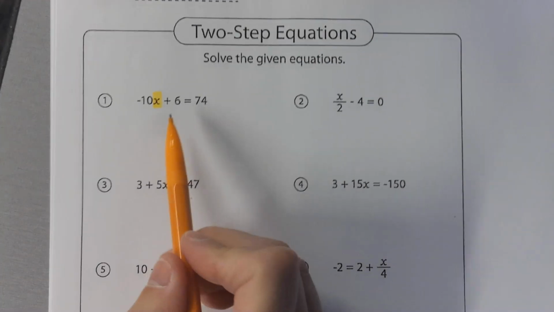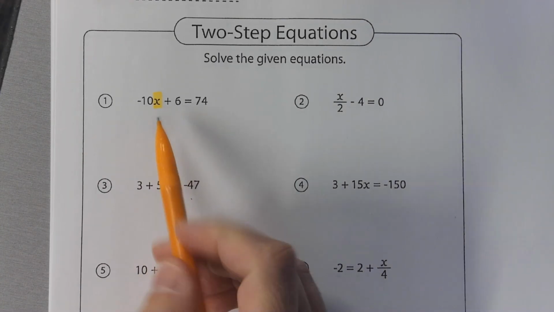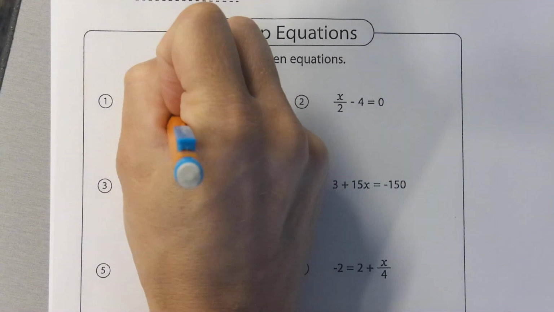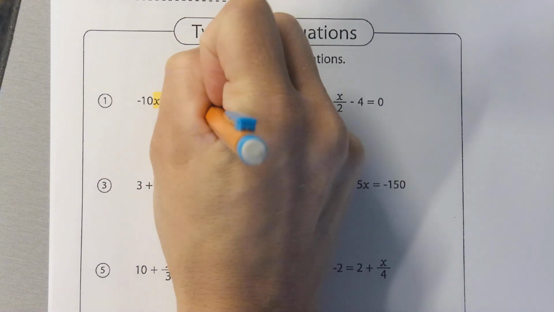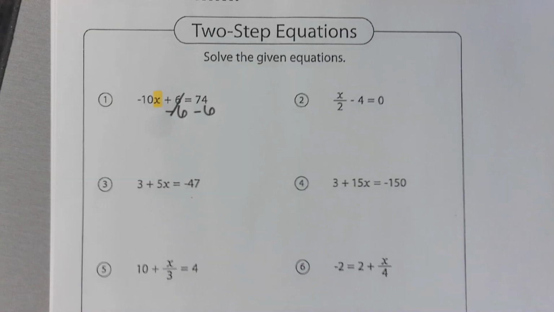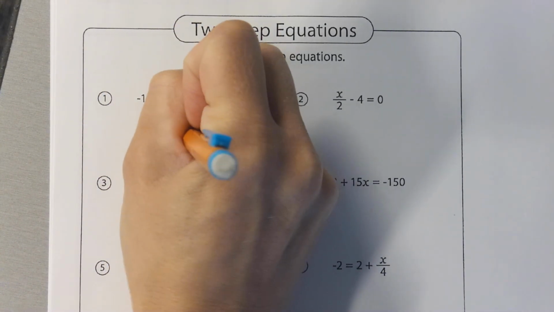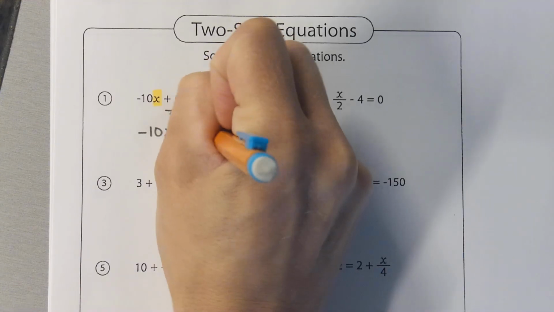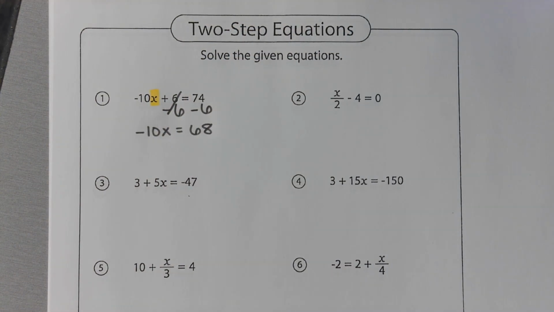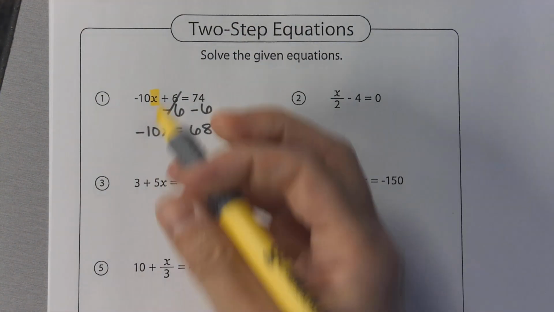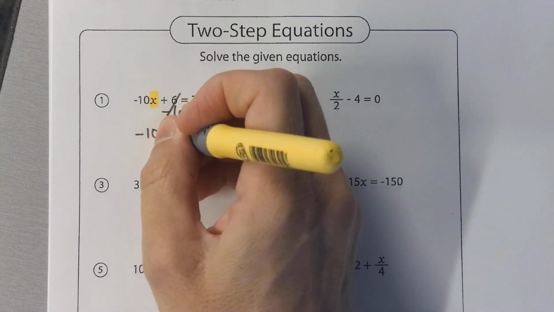How can I get rid of this plus 6? Yeah, let's subtract the 6 first. If I subtract it, it's going to nicely cancel out for me on this side. Yep, and I am going to get 68. I like that. All right, now, again, I'm still trying. Here's my friend x.